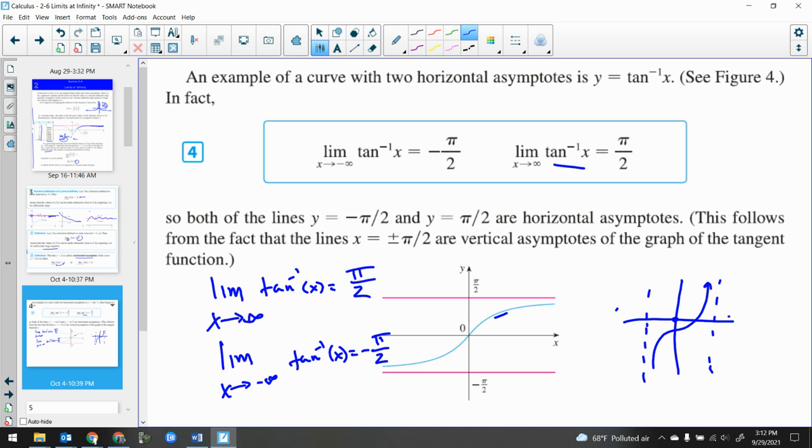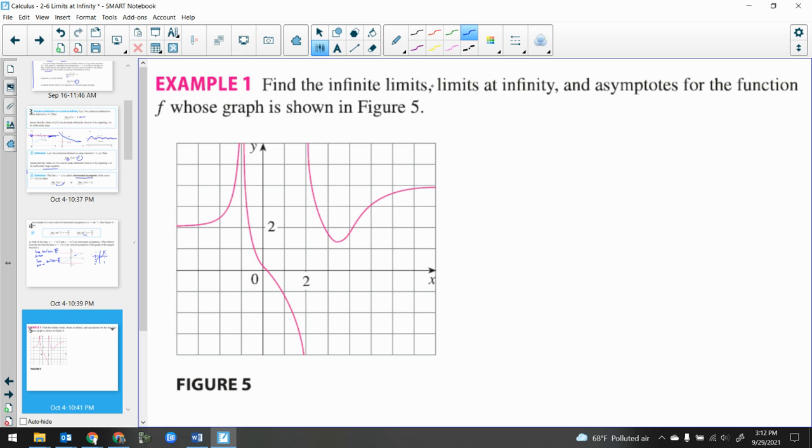All right, let's examine it on a graph. Let's see a little bit more what it looks like. Find the infinite limits, limits at infinity, and asymptotes. So notice that those are two different things, right? The infinite limits are here. Right here, remember, those are kind of like the vertical asymptotes. The infinite limits are here and here. I see two infinite limits. Okay, I can say that the limit as x goes to what?